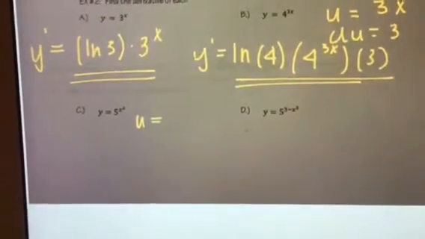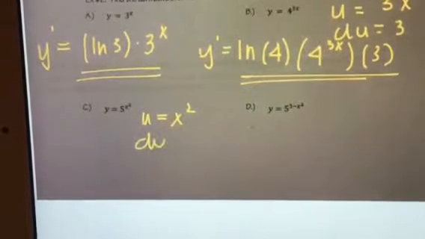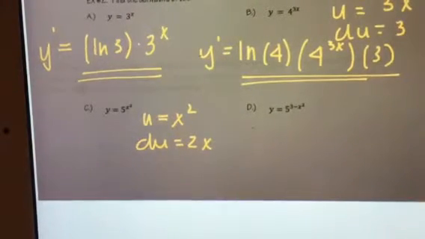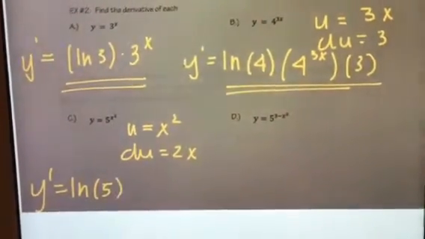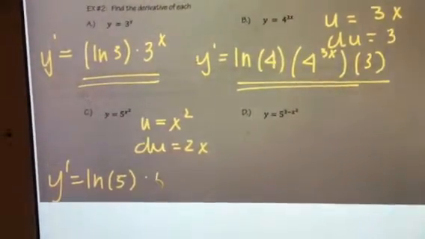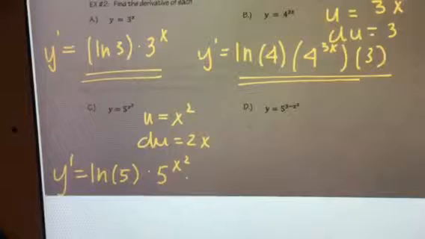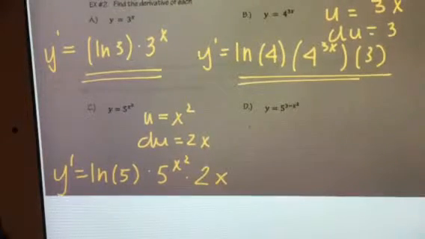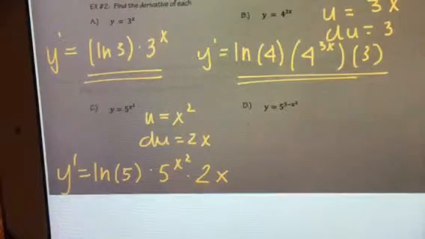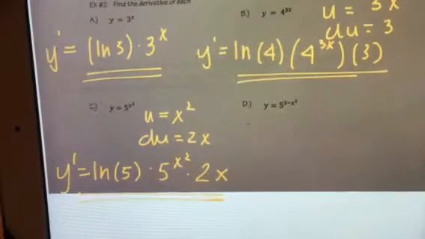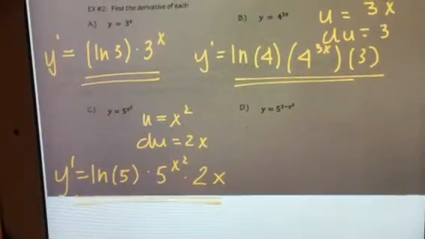Same concept on part C. u is equal to x squared. Our du would be 2x. So our derivative would be ln of 5 times our function times the derivative of our exponent. Do not multiply the 5 and the 2x because they don't have the same exponents. We would just leave our answer as is.